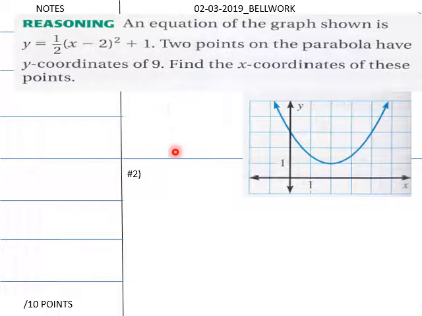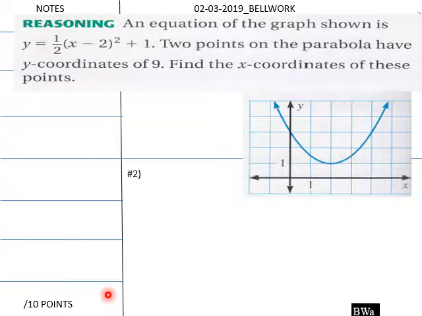Our bell work today, teachers. An equation of the graph shown is here. Two points on the parabola have y coordinates of 9. Find the x coordinates of these points. Okay, so give your students 5 minutes.